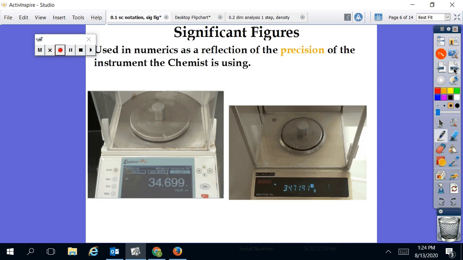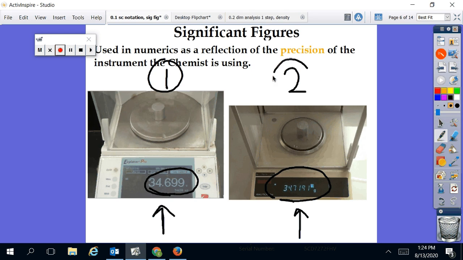Okay, next topic is called significant figures. These are just numbers that show the precision of an instrument a chemist is using. So as an example, look at these two scales. If you look at the numbers they give, one is 34.699 grams, one is 34.7191 grams. And you can see that the one on the right, scale number 2, goes out to one more place setting than scale number 1.